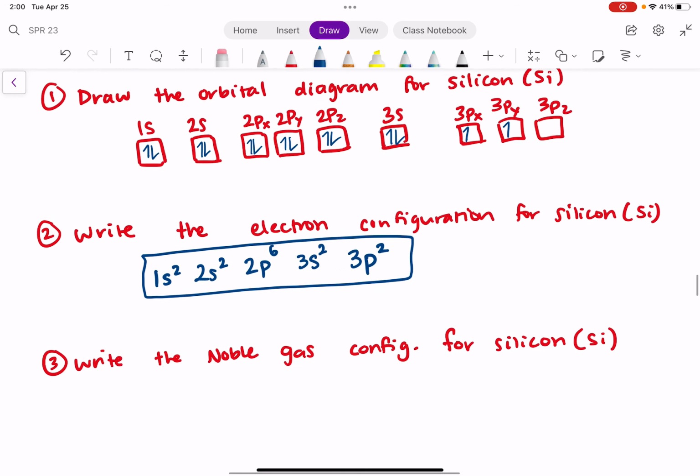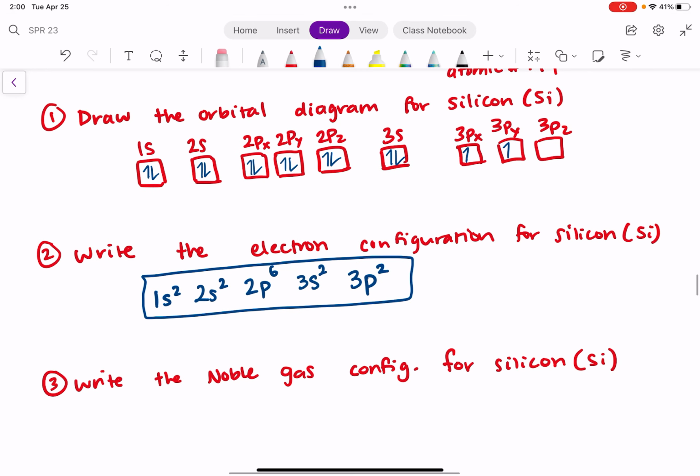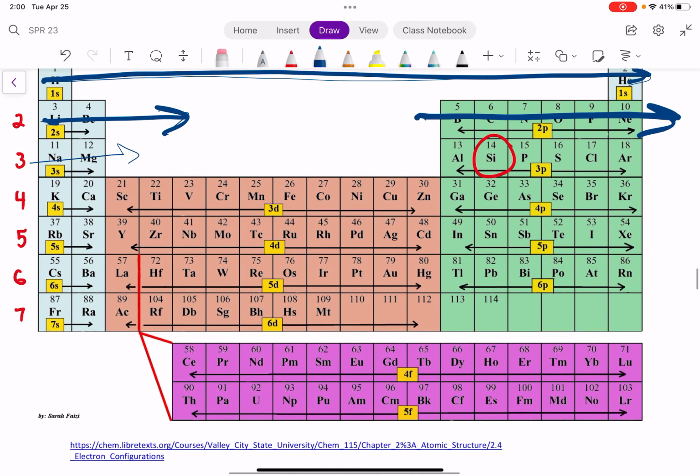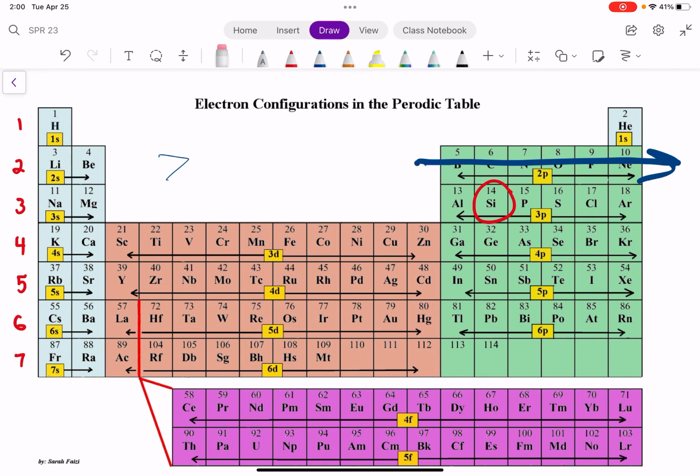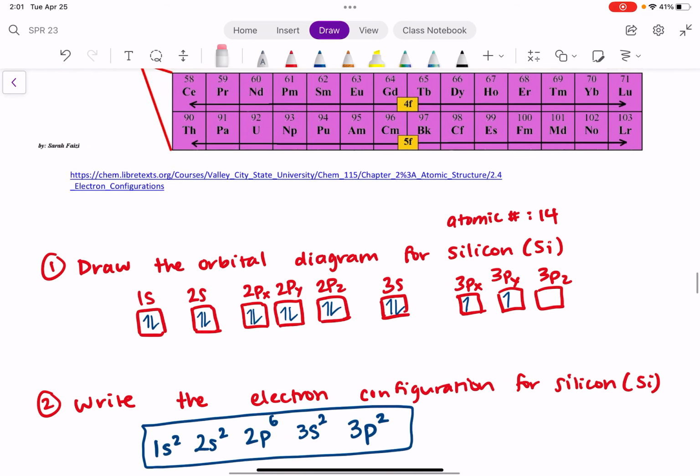Okay, so now we want to write the noble gas configuration for silicon. So let's go up here. What noble gas comes before silicon that we have actually filled, that we could replace that part of the electron configuration with? Is it argon or neon? Yeah, neon. Because argon, we're not there yet, right? We haven't gotten there yet. Okay, so we're going to use neon.